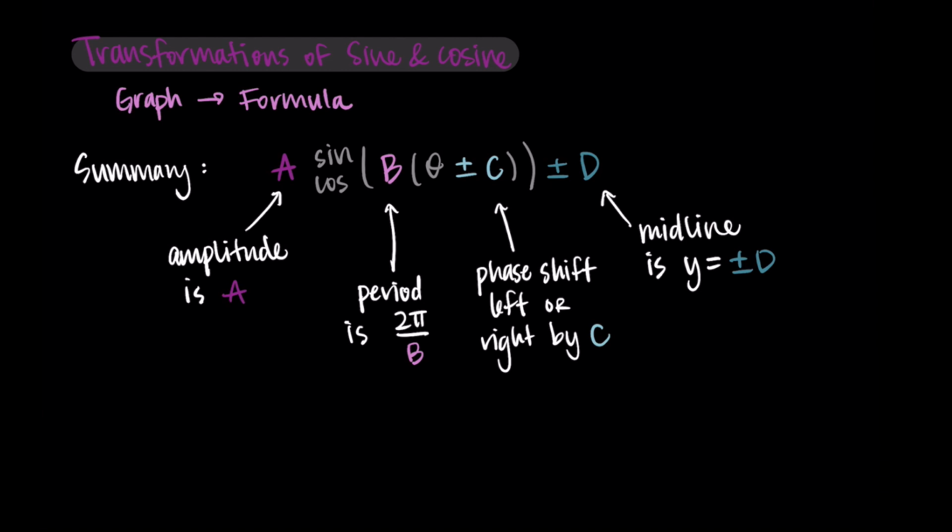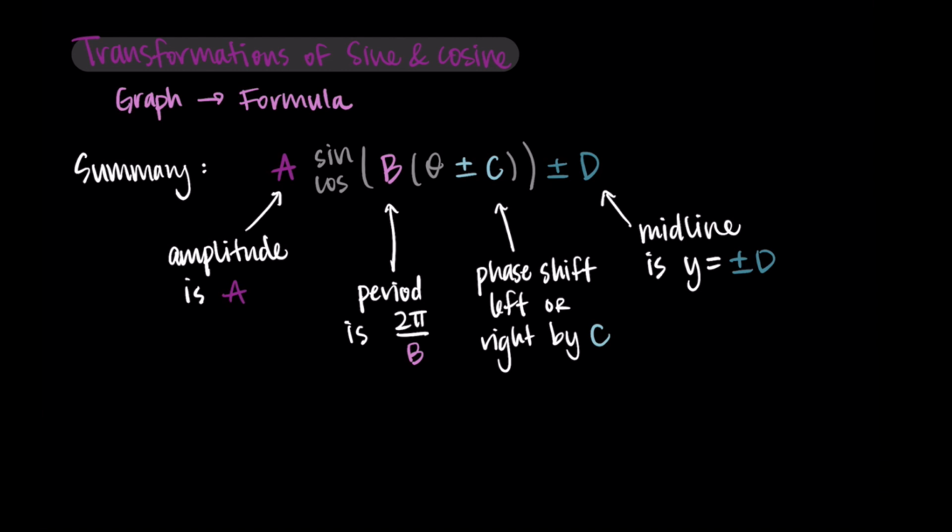This is our summary, the way at least I like to write it, of all of the transformations that can be applied to sine and cosine. The amplitude is affected by A, the period is affected by B, the C causes a phase shift right or left, and the D shifts the midline.